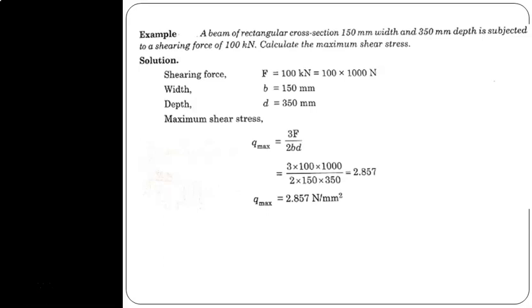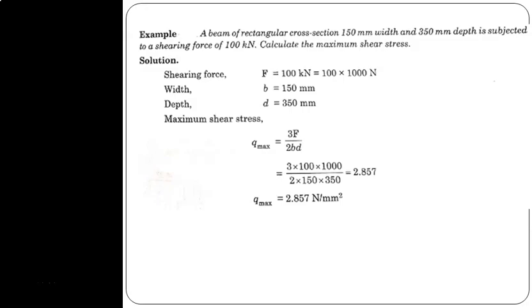Now, a beam of rectangular cross section 150 mm width and 350 mm depth is subjected to a shearing force of 100 kN. Calculate the maximum shear stress. So the data is given. F, the shear force, is 100 kN, therefore 100 into 1000 Newton, b is equal to 150 mm, d is equal to 350 mm. They are asking for the maximum shear stress, which is equal to 1.5 times F by b d. So substituting all these, we can find the q max for the given rectangular cross section.